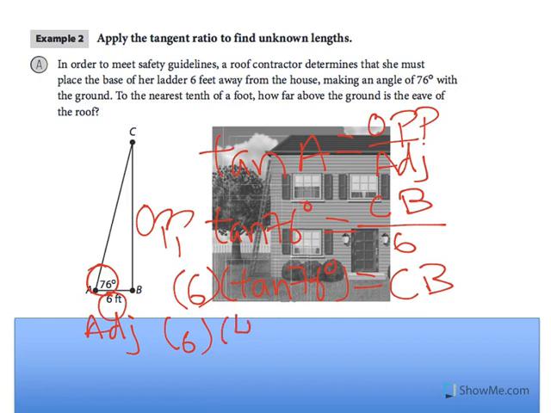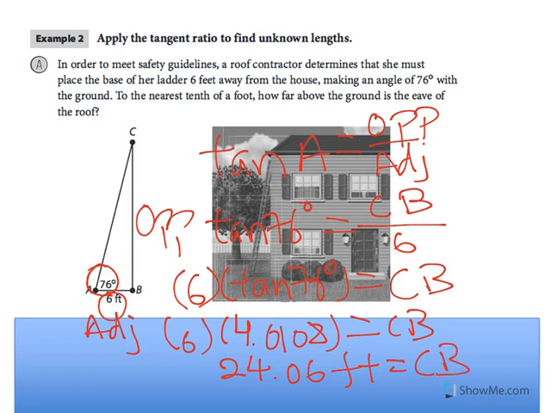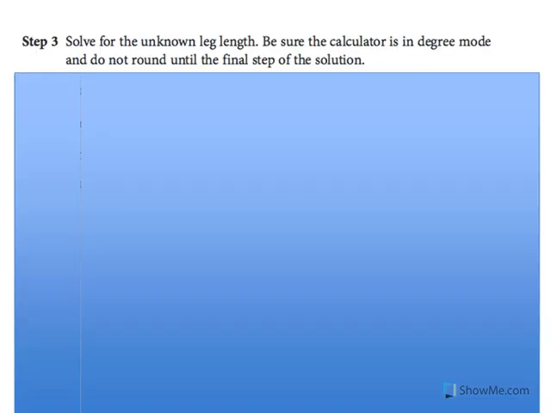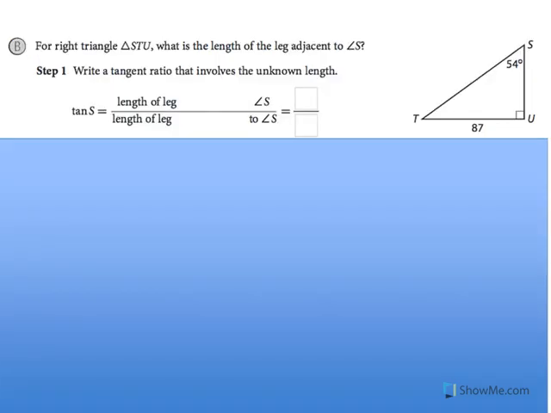So this gives us 4.0108 equal to CB. And then from there, use your calculator again to find the product. So this gives us 24.06, and this is in terms of feet, equal to the distance from C to B. Right? Okay. So then, in order for this to work, make sure that on your calculator there's a D or a DEG on your screen. And so then we went through step 3 already. So let's continue.